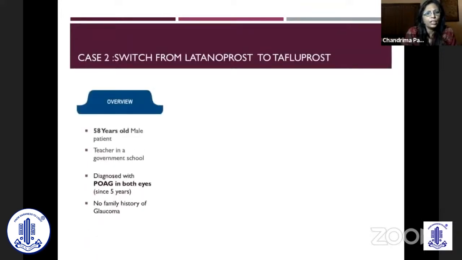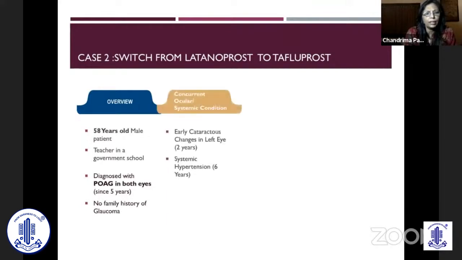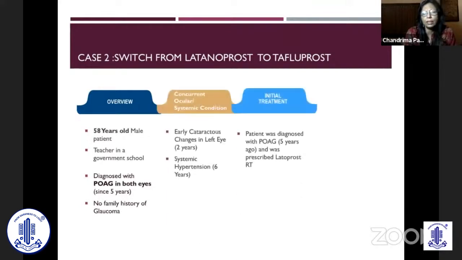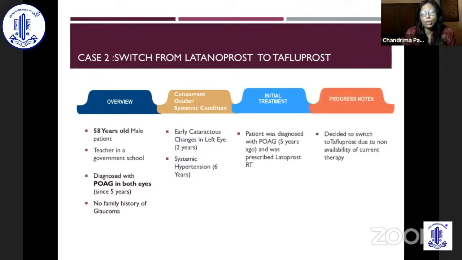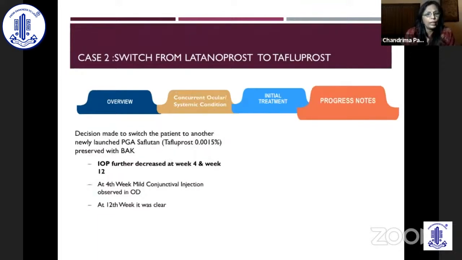So this was a 58-year-old male patient, a teacher in a government school, diagnosed again with primary open-angle glaucoma in both eyes since 5 years, no family history of glaucoma, early cataractous changes, systemic hypertension for 6 years. The patient was diagnosed with primary open-angle glaucoma 5 years back and prescribed latanoprost. So we decided to switch to tafluprost due to non-availability of the current therapy. Latanoprost was not available for quite some time.